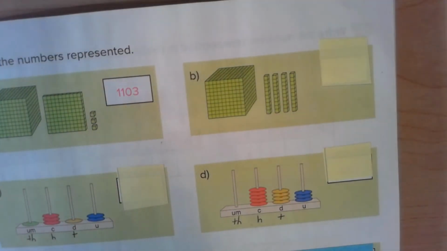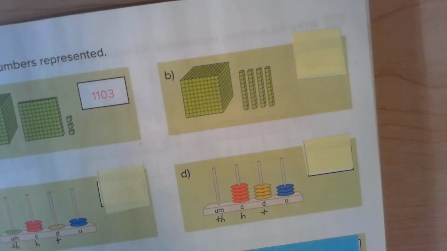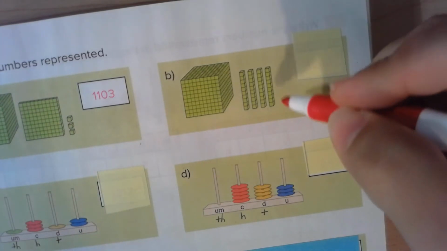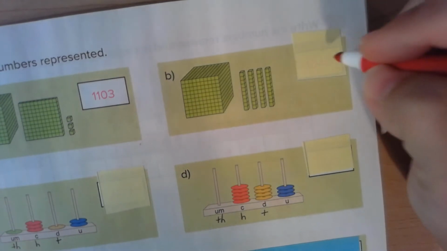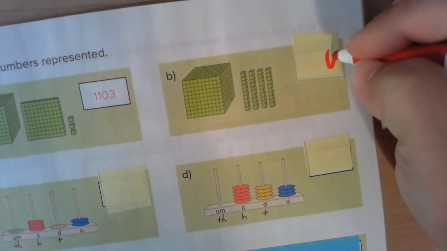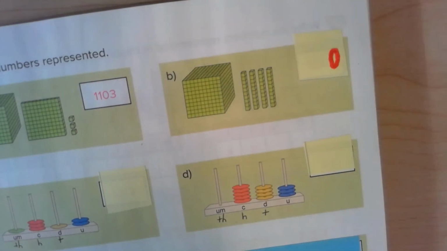The next one doesn't have many at all, does it? So where do we start? Just like our abacus, we start with the units. So do we have any units that are all by themselves? No. So we're going to put a 0. The 0 is a placeholder. It's important to have the 0 there. You're going to need it. All right. So that's our units.